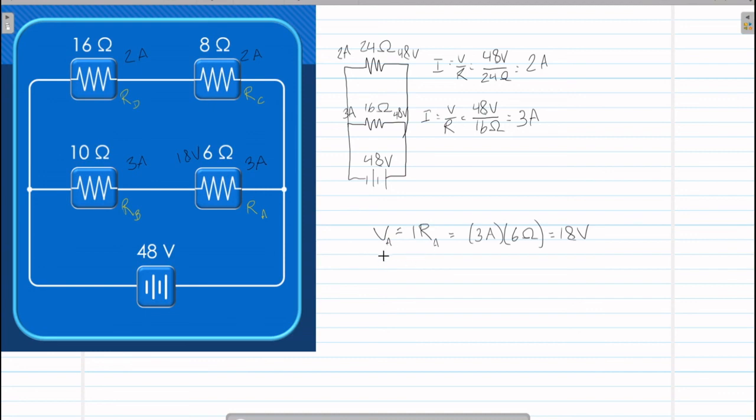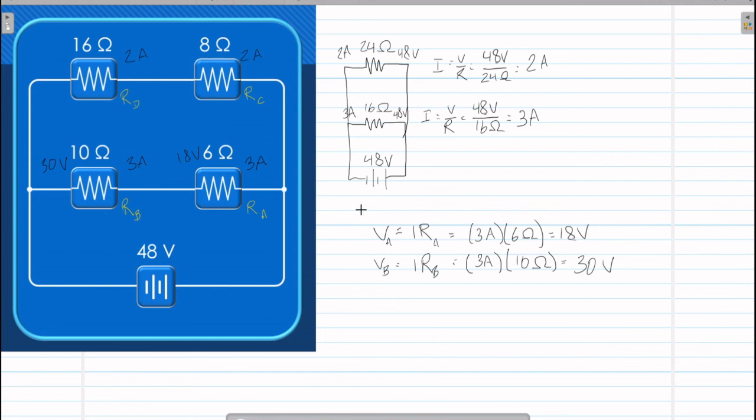Now let's move to resistor B. The voltage across resistor B is equal to the current times resistance B. Well, the current across resistor B is still 3 amperes because it is in series with resistor A, but the resistance of B is 10 ohms. 3 times 10 is 30 volts. So the potential difference across resistor B is 30 volts. And if we add 30 and 18, we get a total of 48, which checks out because every charge that travels down this branch must lose a total potential difference of 48 volts before returning to the battery.